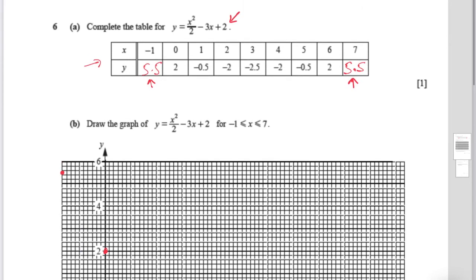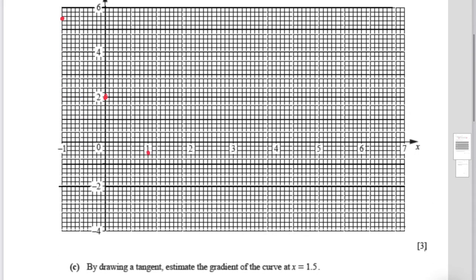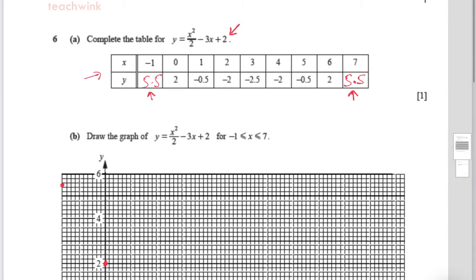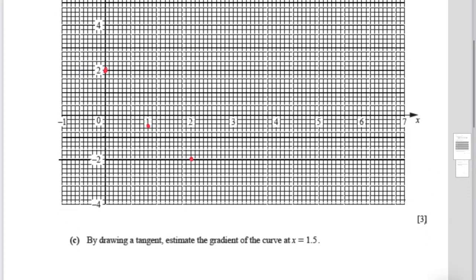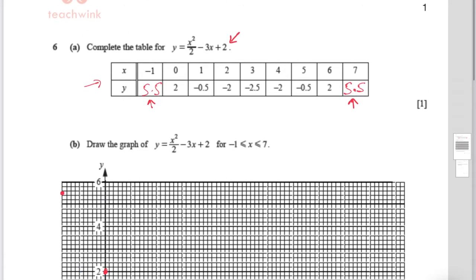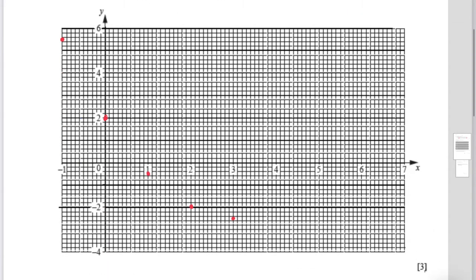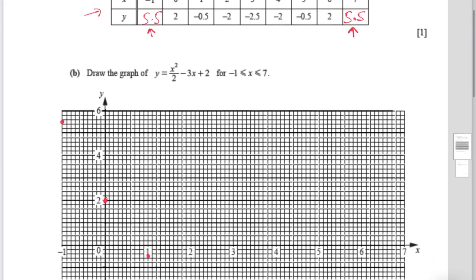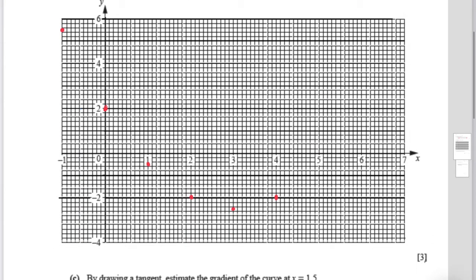The next value is 2 and negative 2. 2 and negative 2 is supposed to be here. The next value is 3 and negative 2.5. 3 and negative 2.5 is supposed to be here. The next value is 4 and negative 2. 4 and negative 2 is supposed to be here. Then it's 5 and negative 0.5. 5 and negative 0.5 is supposed to be here.